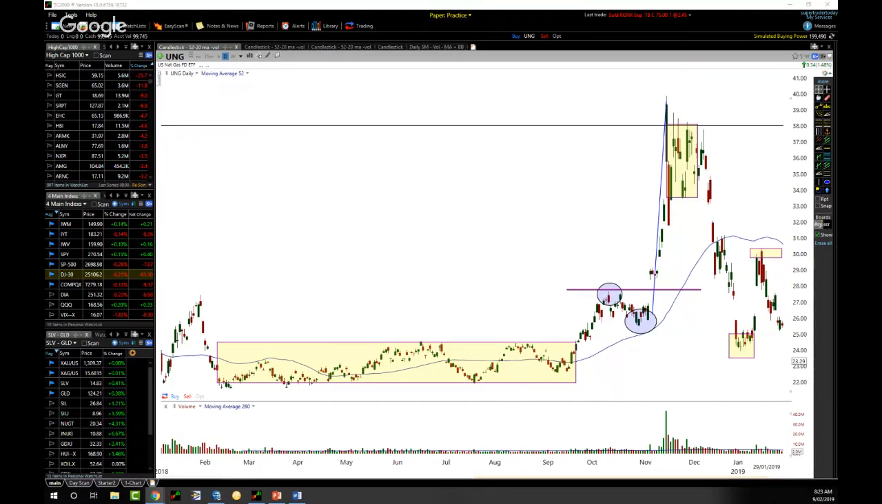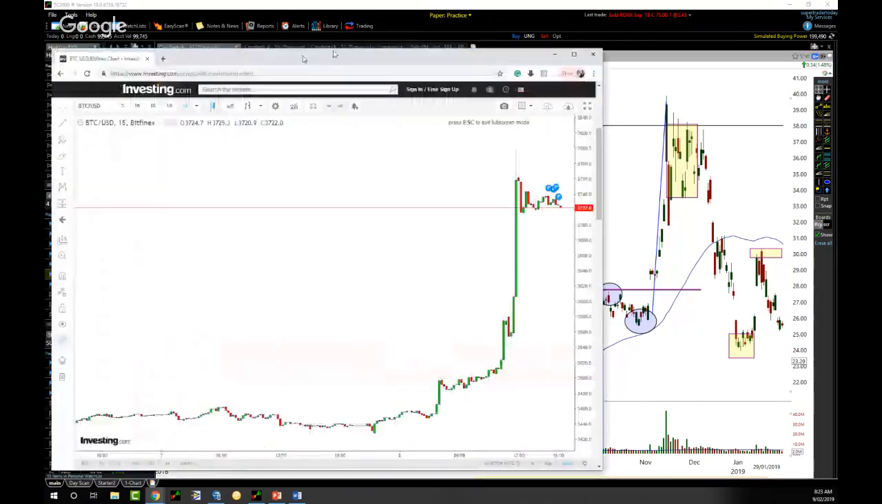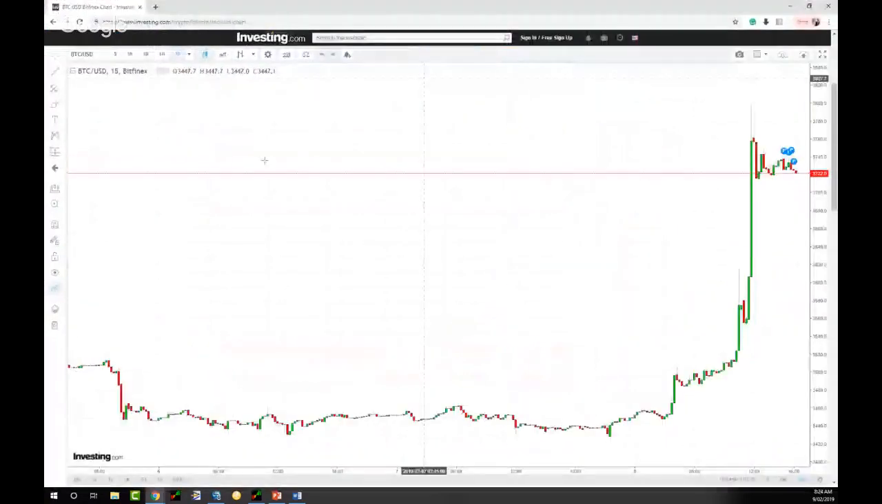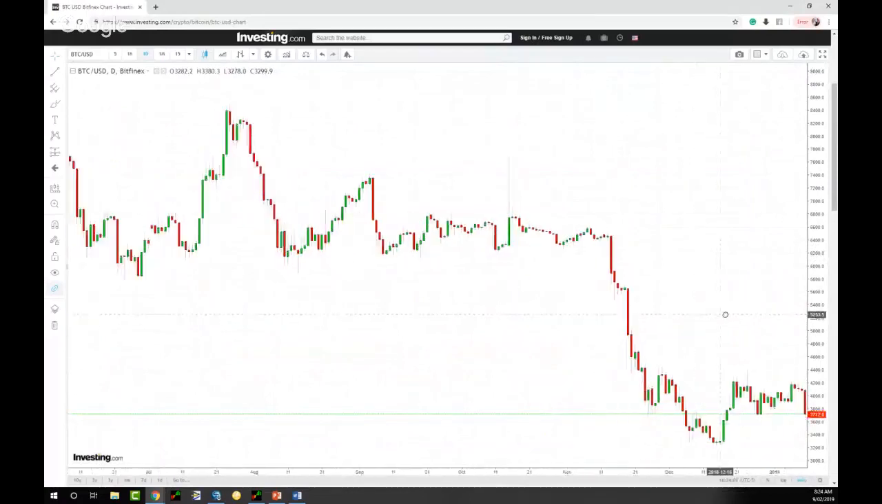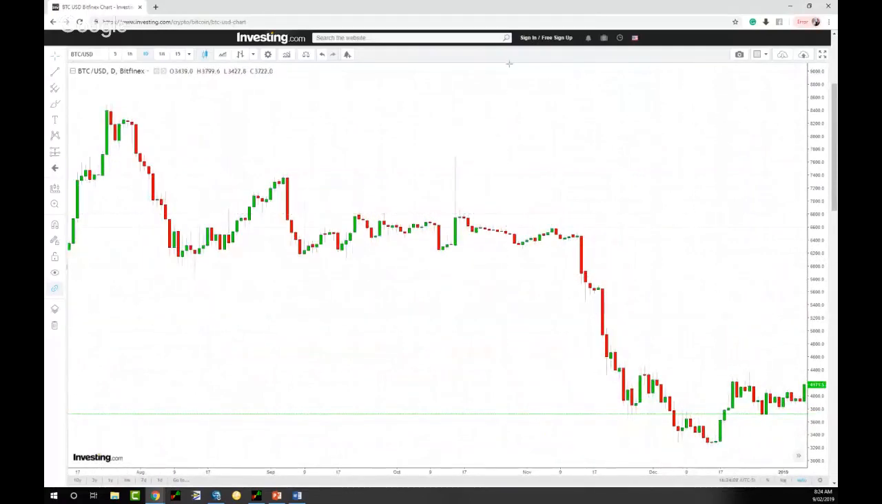So let me share with you the Bitcoin, and I'll share with you the reason why I shorted Bitcoin late last year, using this as one exact example of what I'm talking about here. If I bring up my Bitcoin chart here, I haven't got my trading platform, so I'm just going to use investing.com to look at Bitcoin. If I go to my daily chart, look at this here, guys.